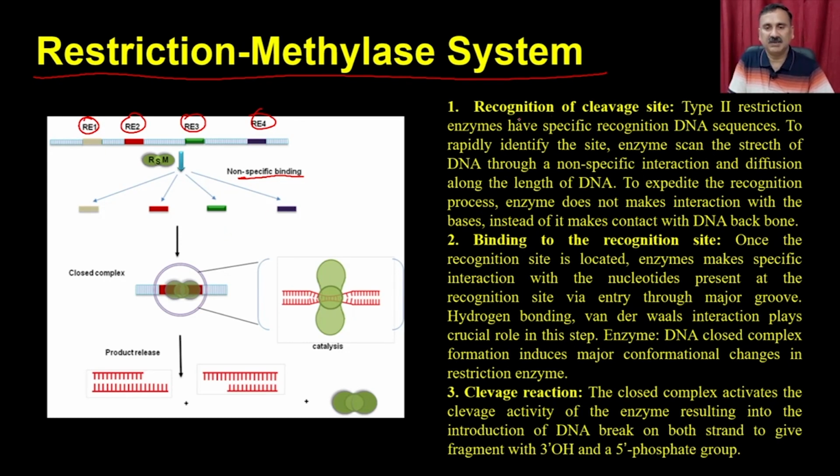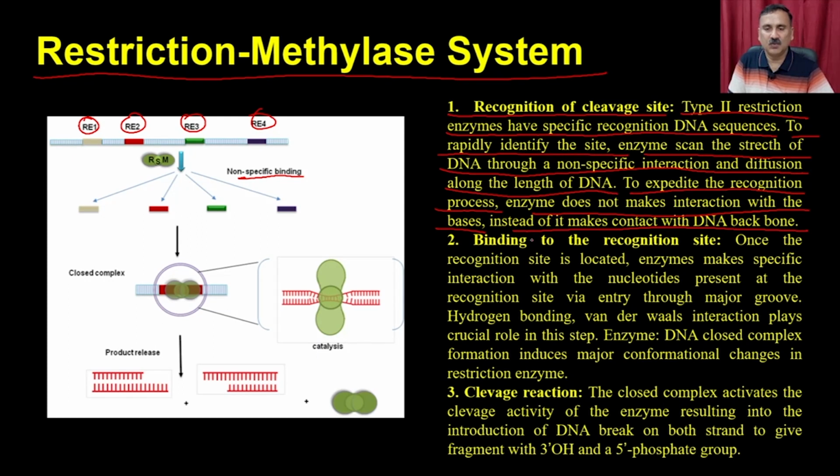So how the restriction methylase system works is, first they recognize the cleavage sites. Type 2 restriction enzymes have specific recognition sequences. To rapidly identify the site, the enzyme scans the stretch of DNA through non-specific interaction and diffusion along the length of DNA, which means if you have 4 restriction sites, the type 2 restriction enzyme will bind all of these very rapidly, so that they will know which restriction site has the very high affinity. To expedite the recognition process, the enzyme does not interact with the bases. Instead it makes contact with the DNA backbone.